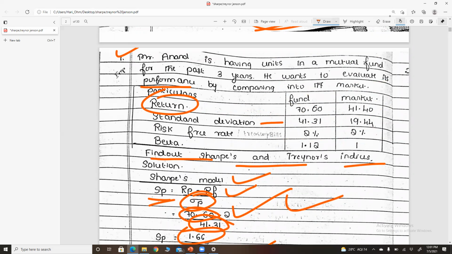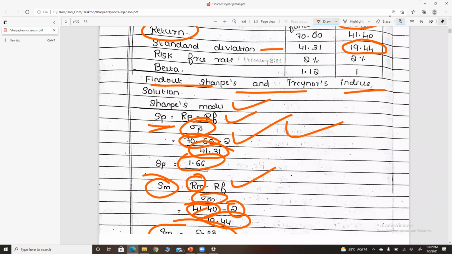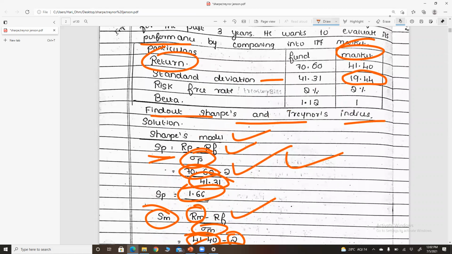Standard deviation M, in the sense market standard deviation, is 19.44. Is it clear? 19.44. So under the market, the Sharpe model, you get the answer 2.03. Is it clear? I just repeat. Here you need to evaluate both.